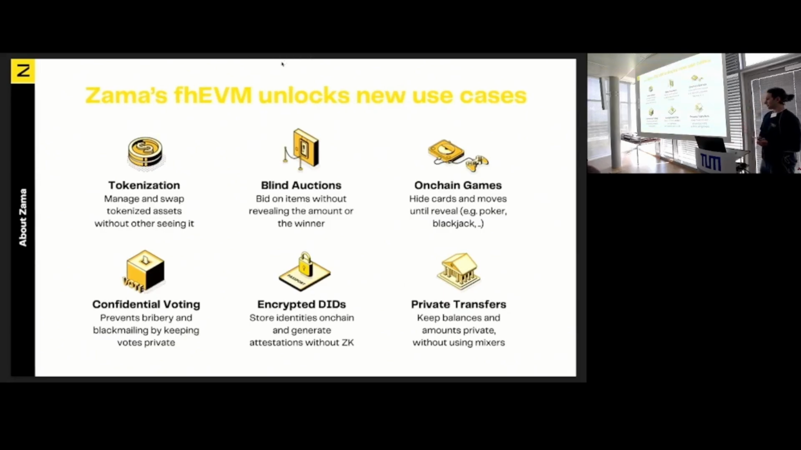And as you can imagine, this unlocks a ton of new use cases. You can think of tokenization of private real-world assets, fully blind auctions, completely on-chain, with several bids coming from several different parties. You've got games. Actually, in games, that's very interesting because you can generate encrypted bits using FHE and oblivious pseudo-random functions. So you can actually generate randomness directly on-chain without having to rely on the random oracles, blockchain random oracles. You can also get confidential voting, encrypted DIDs, and of course, private transfers.